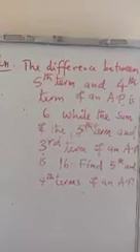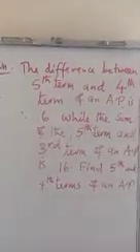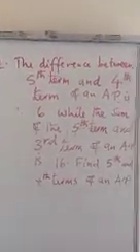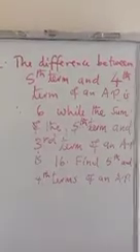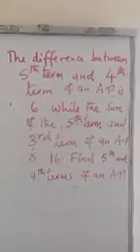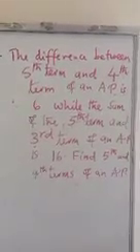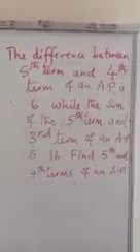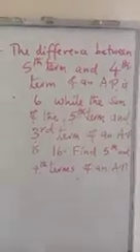The difference between the fifth term and the fourth term of an arithmetic progression is 6, while the sum of the fifth term and the third term of an arithmetic progression is 16. Find the fifth and the fourth term of an arithmetic progression.